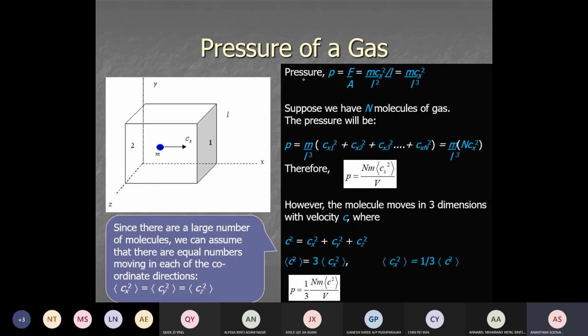So now we want to find pressure. Of course, the focus is to find pressure. The pressure, you know, is force per unit cross-sectional area. The force, as we just found, is mcx squared over L. The area itself is L squared. So the pressure caused by this one particle on wall 1 is found to be mcx squared over L cubed. This is the pressure caused by only one particle, which is traveling horizontally.